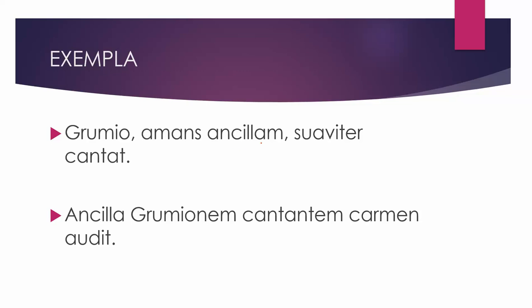Grumio amans ancillam suaviter cantat. So Grumio is the subject of the sentence, right? You notice that ancillam has a direct object ending, but he's not singing the girl, and this is set off. So how would I translate this?